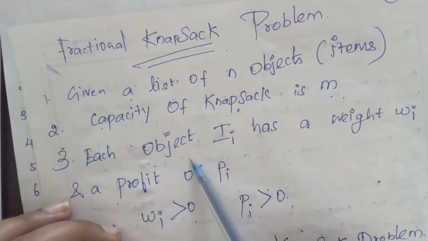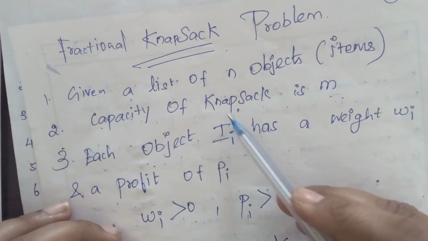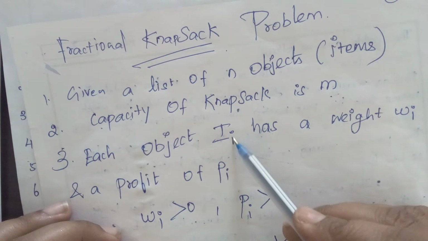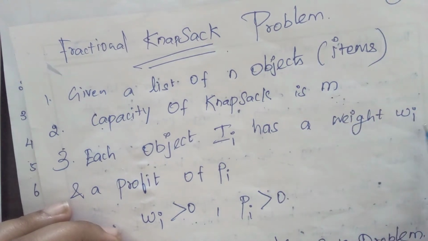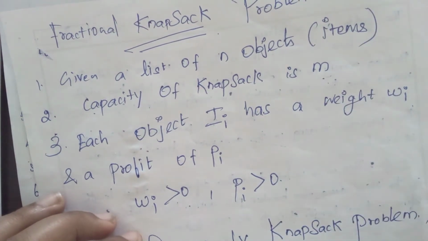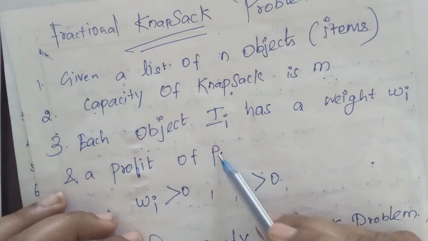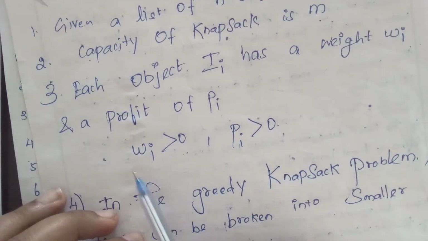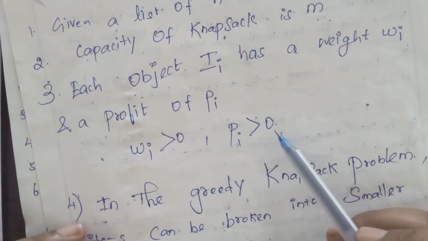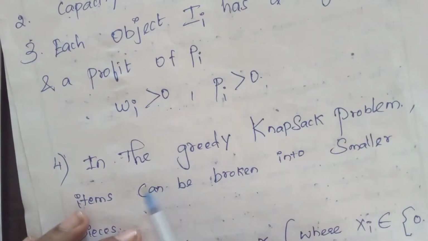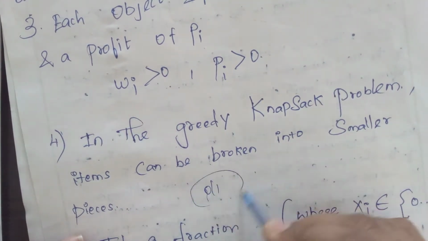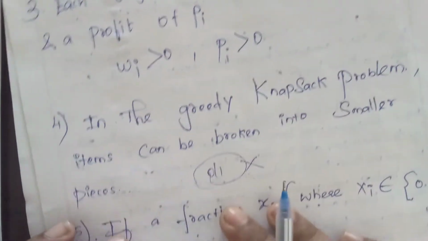Third, each object is mentioned as object i, that is the items, with a weight W of i and a profit P of i. The condition is that the weight of i is greater than 0 and P of i is also greater than 0, both are greater than 0. In the greedy knapsack problem the items can be broken into smaller pieces, but in the 0/1 problem the items cannot be broken. That is a very important point.